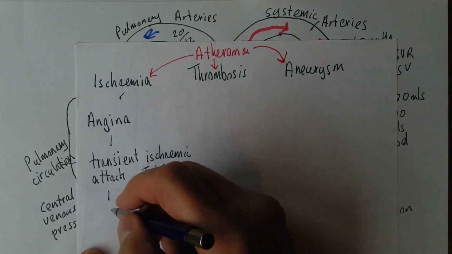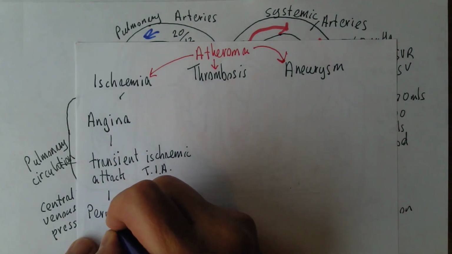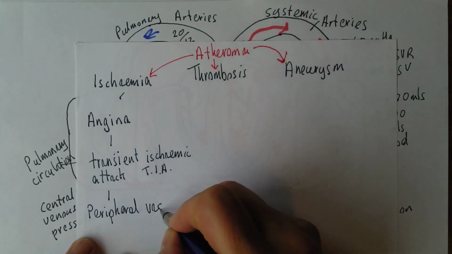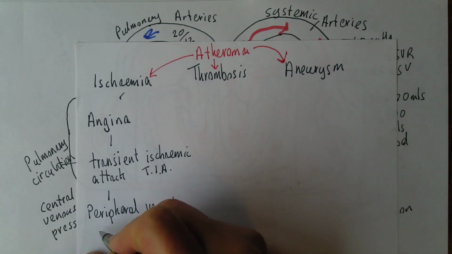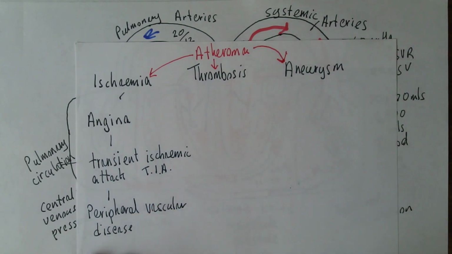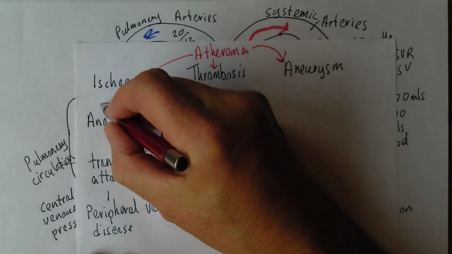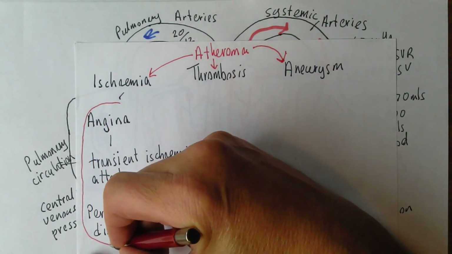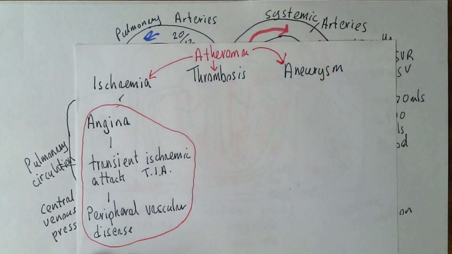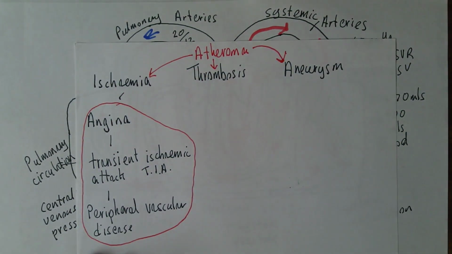And another one we see quite a bit of is the peripheral vascular disease, where there's reduced blood supply, particularly to the limbs. So these are all complications of ischemia. Very common conditions. There's others, but they're probably the common ones. So the ischemia caused by the atheroma.